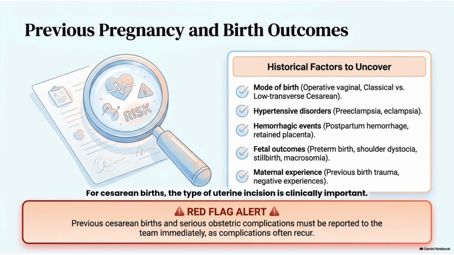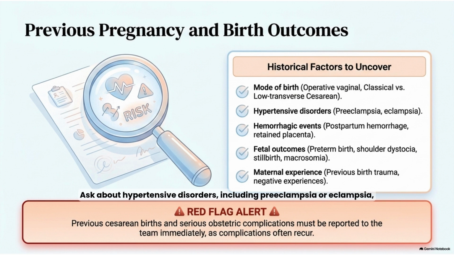For cesarean births, the type of uterine incision is clinically important. The abdominal skin scar does not reliably tell us the uterine incision. Report any available operative history to the team. Ask about hypertensive disorders, including preeclampsia or eclampsia, and hemorrhagic events such as postpartum hemorrhage or retained placenta. Review fetal and neonatal outcomes, including preterm birth, shoulder dystocia, stillbirth, unusually high birth weight, or need for special care.